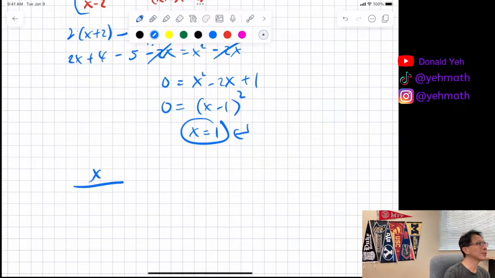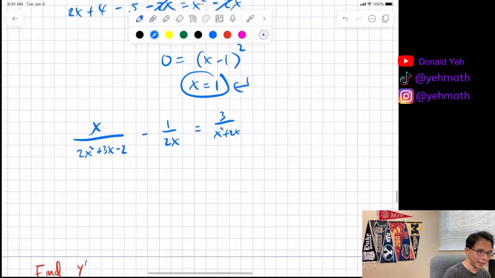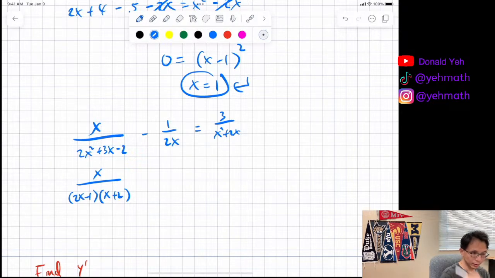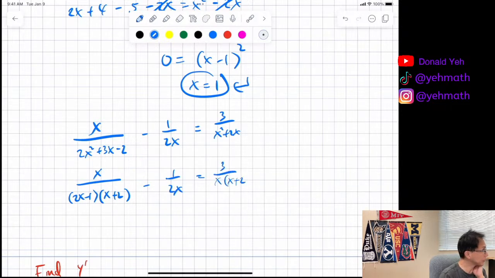Number 2 says what? Cannot read that far. x over 2x squared plus 3x minus 2. Okay. Minus 1 over 2x. Equals 3 over x squared plus 2x. Okay. So again, you factor everything. So what's a factor of this? That's minus 1 over x plus 2. Does everybody check the factor? Right? Okay. Minus 1 over 2x. And equal to 3 over x times x plus 2. You need to factor this one too.